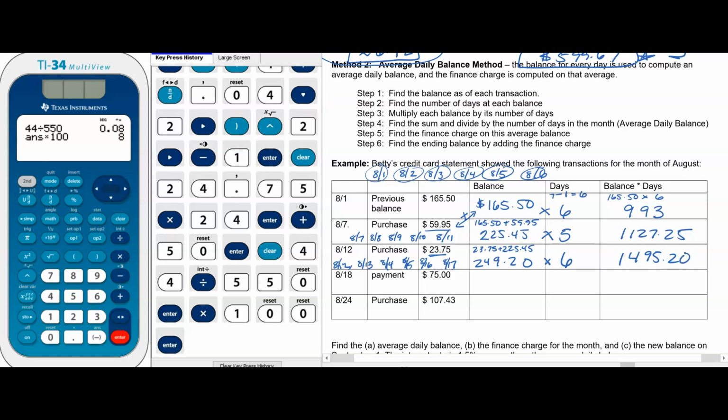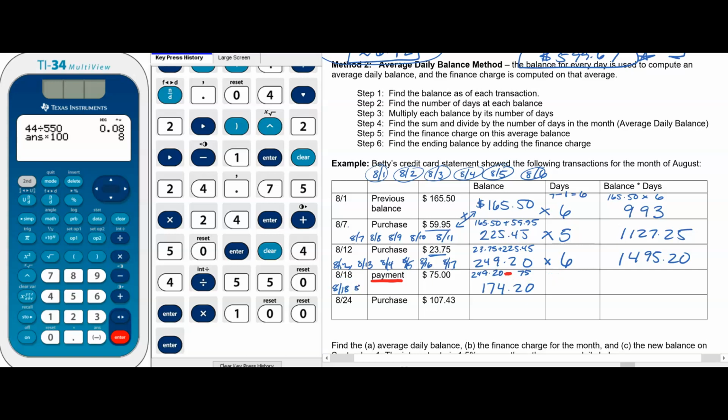$1,495.20. Okay, cool. And then the next one, we make a payment in this one. So I'm going to take my previous balance, $249.20, and now I'm going to subtract. So let me just get a different color. The reason I subtract here is because I have a payment. The rest were purchases, so that's why I was adding previously. So I'm going to subtract $75 there, and I get $174.20. And that's the balance that was on the 18th of August.